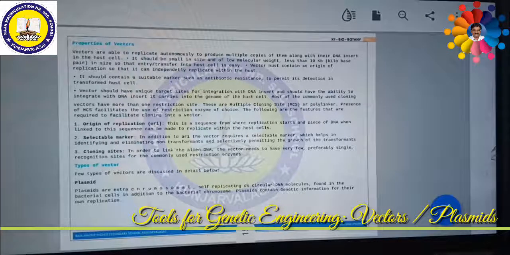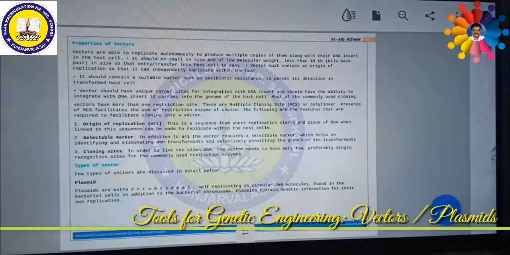So there are three important things needed in every vector. They should have an origin of replication gene and a selectable marker. Selectable marker means a gene that gives resistance against the antibiotic of the host cell. Because if the host cell has an antibiotic material, then immediately the rDNA molecule will be destroyed. So in order to protect it, what gene is needed? A marker gene. The marker genes are nothing but antibiotic resistance genes. And as many cloning sites as possible might also be there. So these are the properties of a vector.